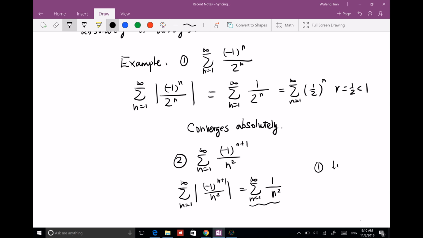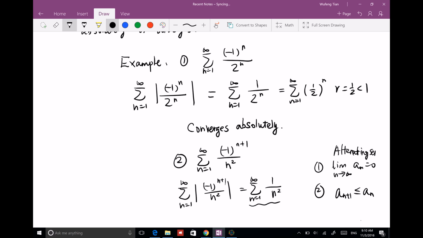First, the limit as n goes to infinity of a_n equals 0. Second, a_(n+1) is less than or equal to a_n. And this also has another requirement: it is an alternating series.